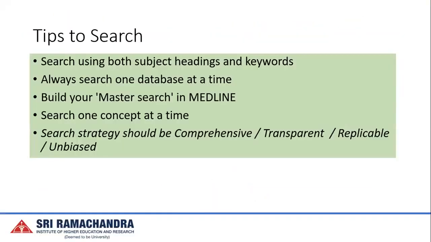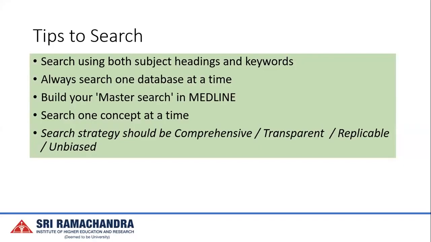So that's PEDro. To summarize, search using the subject headings and keywords. You know how to formulate now, PICO. From there, get the subject headings. Always search one database at a time. That's important. Don't search all the databases at once. Search one database, and then if you have access to another database, keep searching. It is advisable. Build your search, master your search in Medline. I showed you how, because of the medical subject headings.